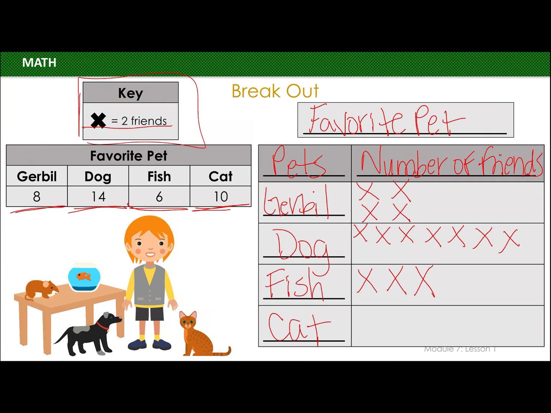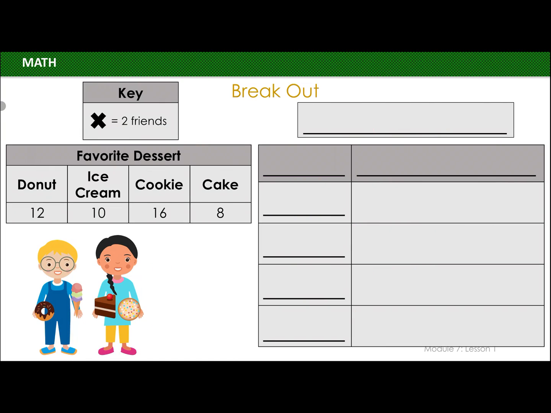My last pet is a cat. 10 of my friends said that cat was their favorite pet, so I'm going to count by 2's again. 2, 4, 6, 8, 10. All right, my last one is favorite dessert, so I'm going to title it Favorite Dessert. My key says friends again, so I'm going to write number of friends, so I know how many friends said what for their dessert.